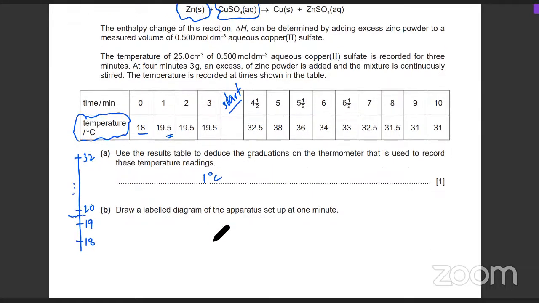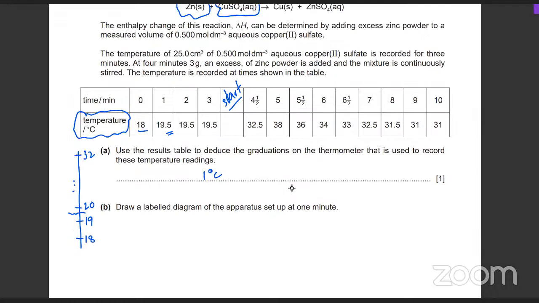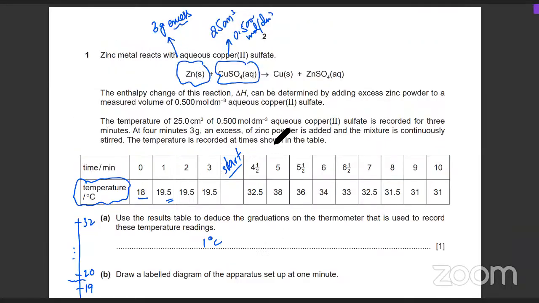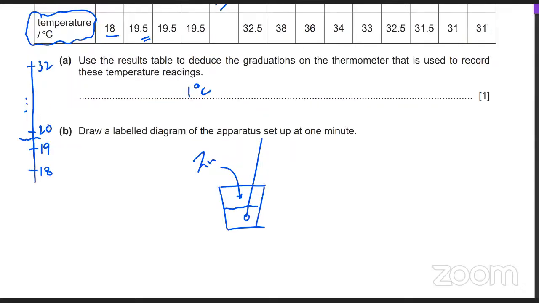Draw a labeled diagram of the apparatus setup at 1 minute. So probably a styrofoam cup. And what did we do at 1 minute, by the way? I don't think there's a lot happening here. There's just a thermometer that's added. Zinc powder is being added to it. So at 1 minute, we didn't do anything special.